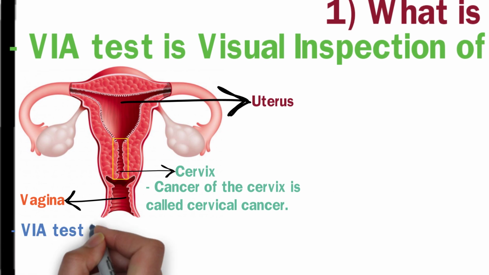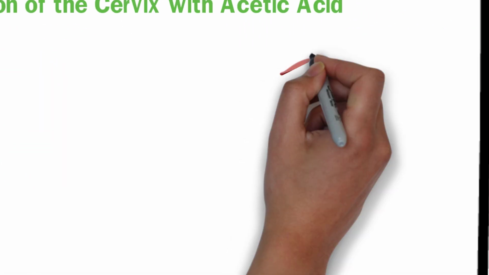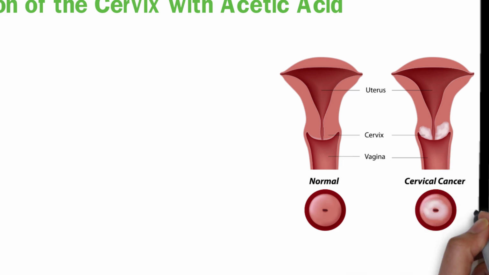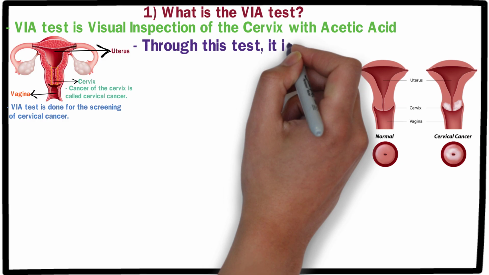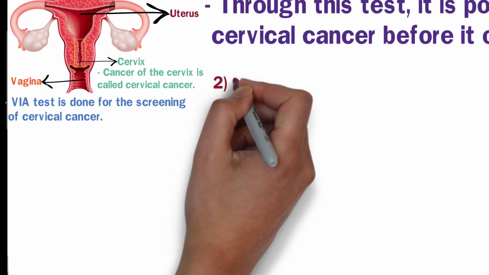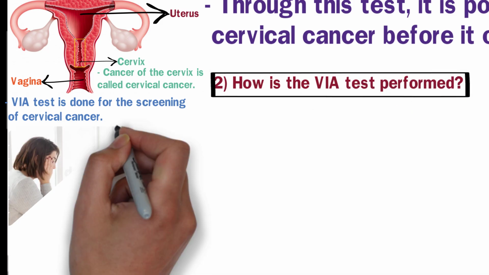VIA test is done for the screening of cervical cancer. Through this test, any significant changes in the cells of the cervix can be observed. Therefore, through this test, it is possible to detect cervical cancer before it occurs. How is the VIA test performed? For this test, the patient is first counseled.